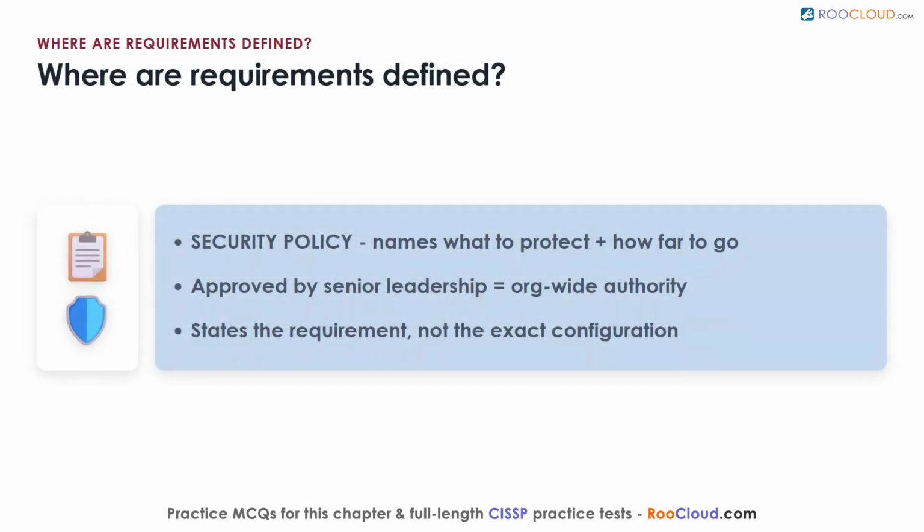Where do all these requirements get written down? In a security policy. This is the document that names what needs protecting and how far the organization should go to protect it. Senior leadership approves it, which gives it authority across the whole business. But notice what it does not do. It states the requirement, such as enforced least privilege, without dictating the exact clicks and configurations. That translation into real controls is your job as the professional.